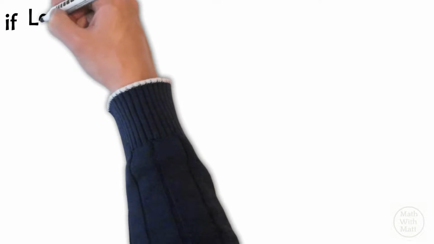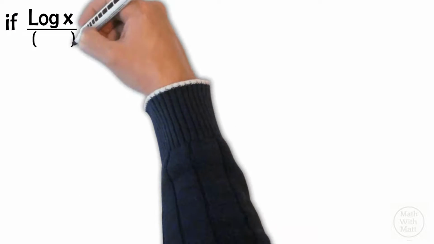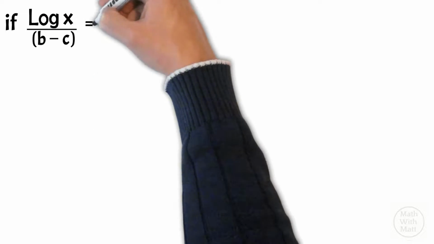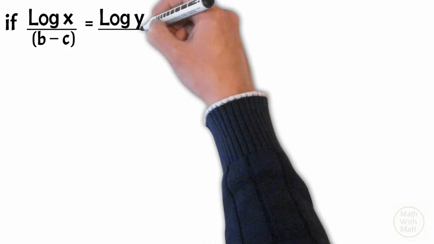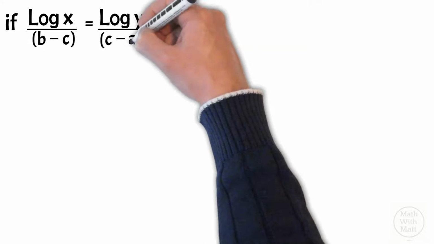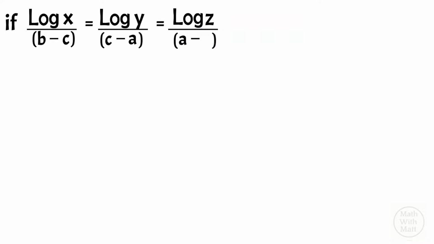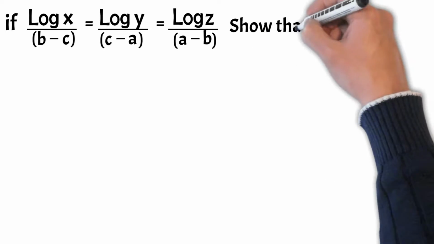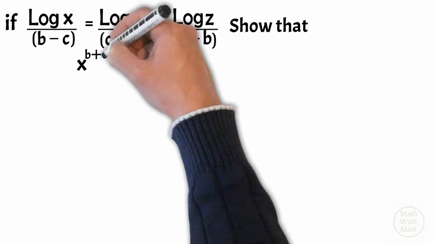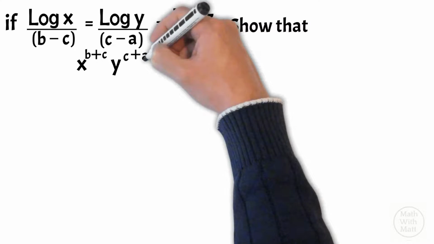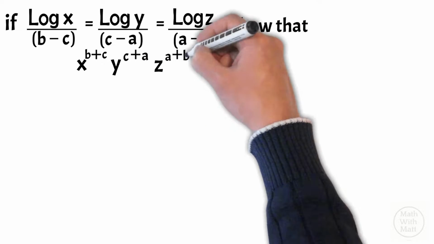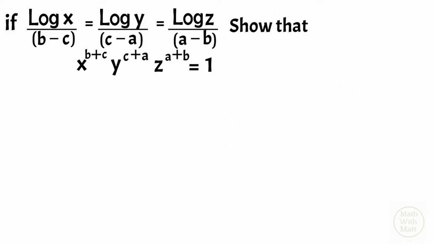The next problem is also somewhat similar to the previous one, but we're still doing it to understand how to approach problems of the same nature. If we have log of x upon (b minus c) equals log of y upon (c minus a) equals log of z upon (a minus b), then we have to show that x to power (b plus c) times y to power (c plus a) times z to power (a plus b) equals 1.